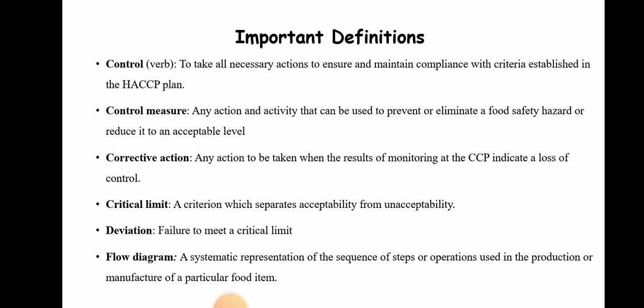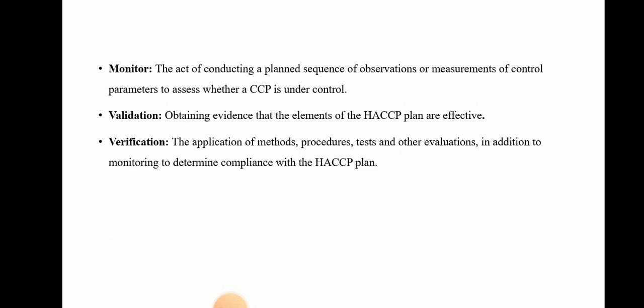A critical limit is a criterion which separates acceptability from unacceptability. A deviation is a failure to meet a critical limit. A flow diagram is a systematic representation of the sequence of steps or operations used in the production or manufacturing of a particular food item. Then there are monitoring, validation, and verification as well.